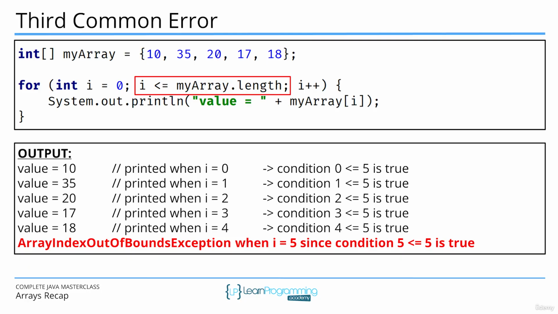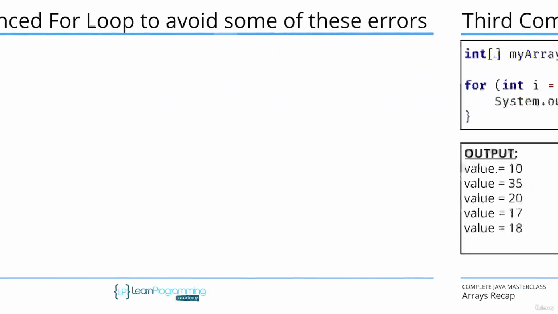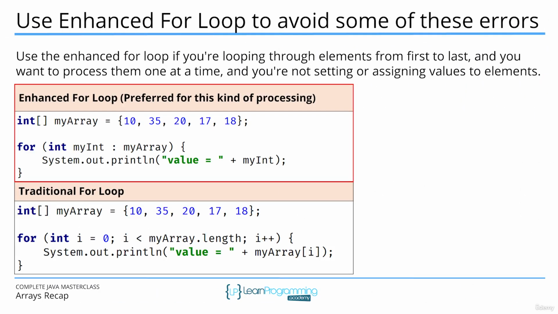This type of error caused me a lot of problems when I was learning to program. When looping, it's easier to use the less than sign than having to use the length minus 1. Here you can see that I could change the code to i less than my array.length, which would work just fine. If you're just printing out an element like the code is doing here, then the enhanced for loop is probably a better option because it's less error prone. Use the enhanced for loop if you're looping through elements from first to last and you want to process them one at a time and you're not setting or assigning values to elements.